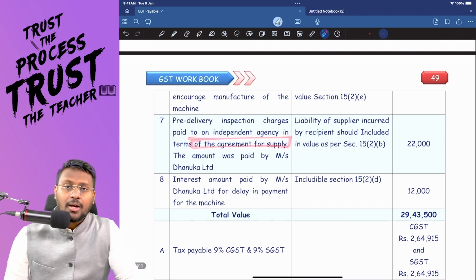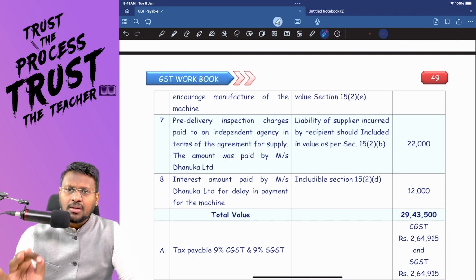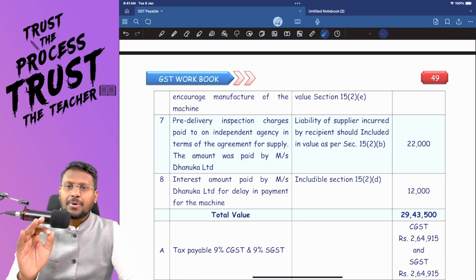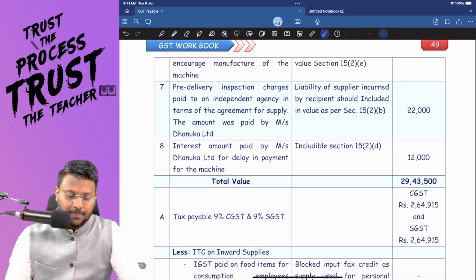Pre-delivery inspection charges paid to an independent agency in terms of agreement for supply. This is important. In terms of agreement for supply, the amount was paid by Dhanuka Limited. Dhanuka is the recipient, my dear lovable students. So the liability of the supplier incurred by the recipient should be included in the value as per Section 15 subsection 2 clause B, which is 22,000.